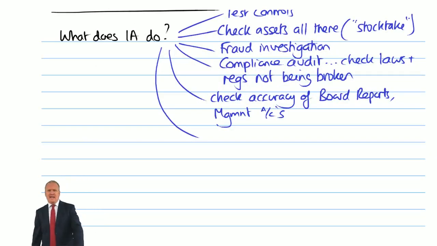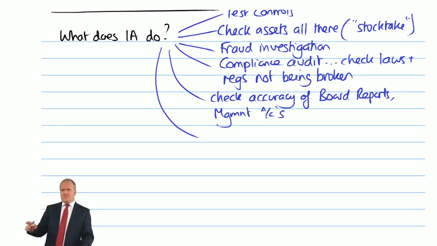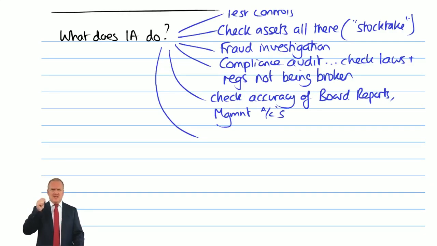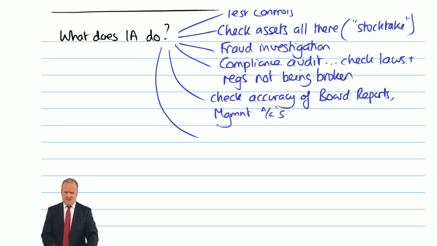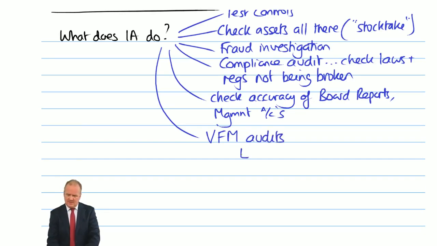And finally, in running my business, I want it to be as profitable as possible, efficient, and achieve its aims. So I'd like the internal auditors to do some value for money audits. Remember the 3 E's? Economy, efficiency, effectiveness.